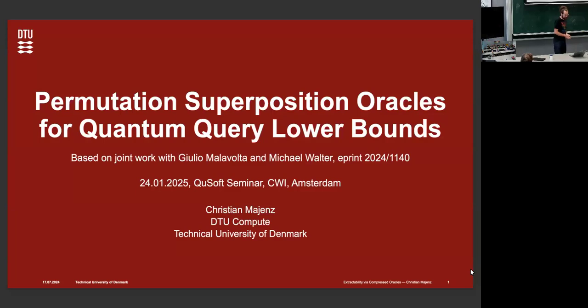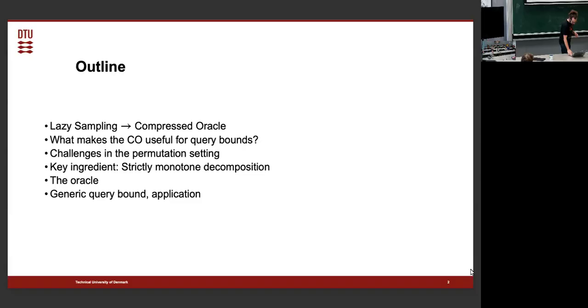I want to talk about permutation superposition oracles, and we use them, at least at this point, still for very simple quantum lower bounds, but you will see. So let me get started.